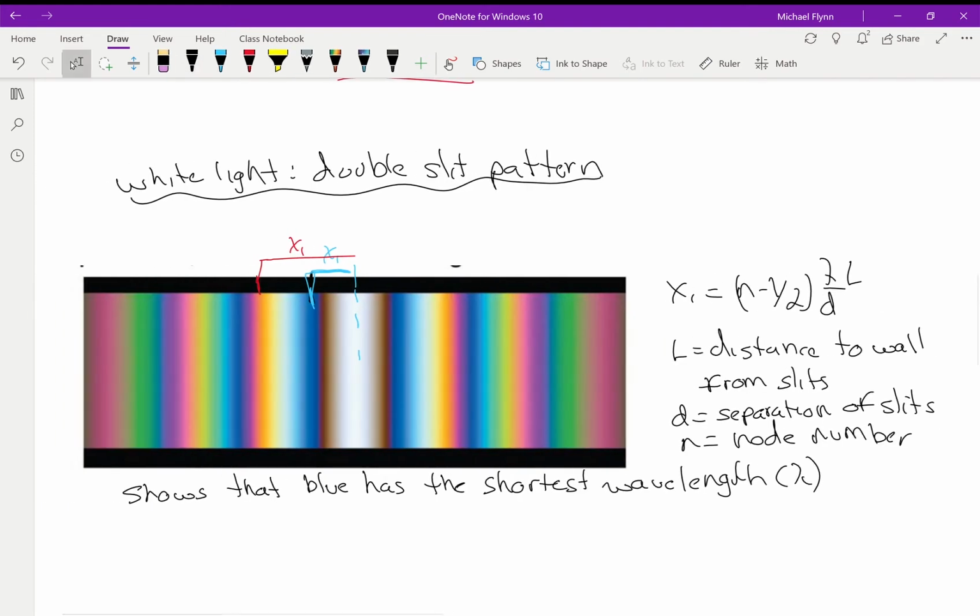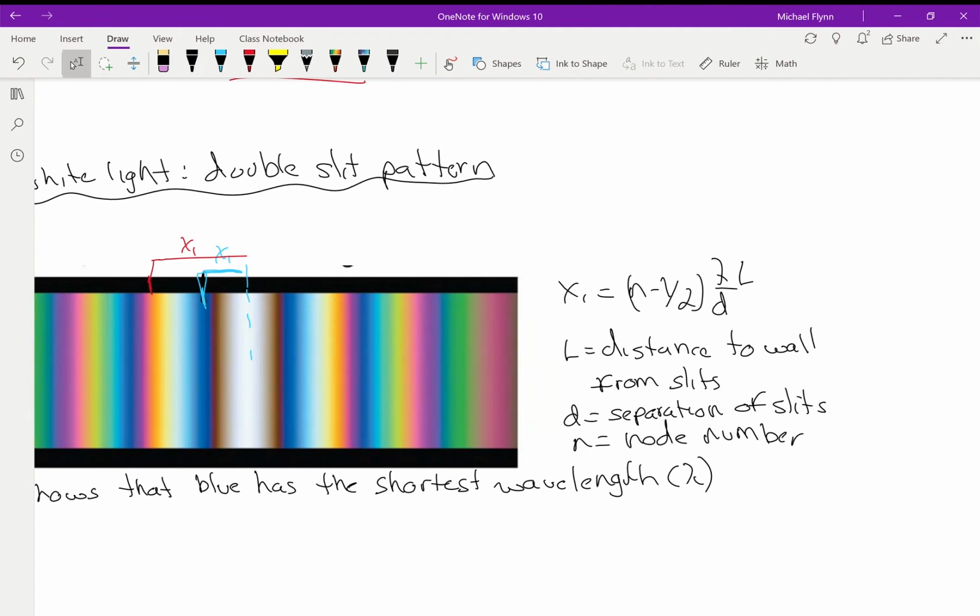So if you look at that formula, why is x1 for red bigger than x1 for blue? All of these numbers, L, d, and n, are the same for both the red and the blue light. The only one that's different is the wavelength. Since x1 is bigger for red, it has to be a longer wavelength, because all the other variables are the same in the experiment: the distance to the screen, the separation of the slits, and the node number. The only difference is the different wavelengths for blue and for red.